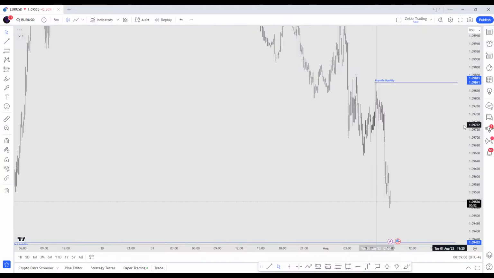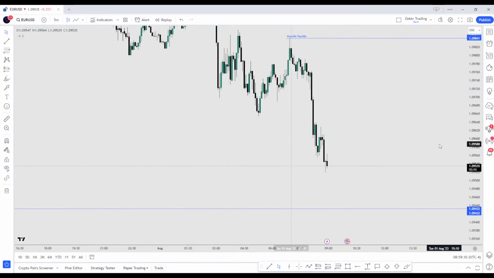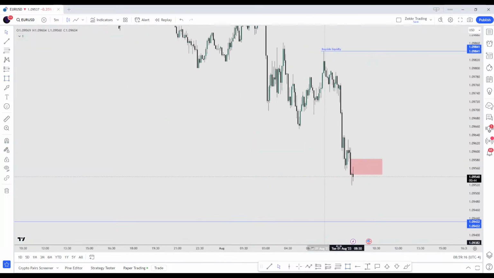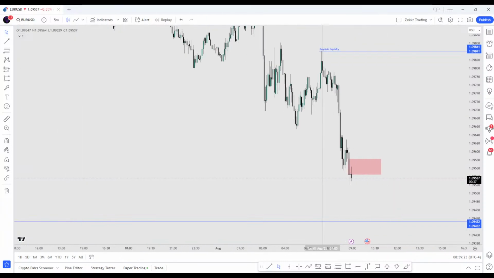So yeah, nothing really right now. There is this fair value gap on the 5-minute, which I believe is really nice, and then you can ride it to the downside liquidity. I mean, it could be a trade, but I don't trade it. I wouldn't enter like that anyway. I would enter differently.